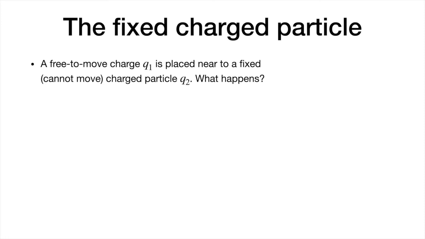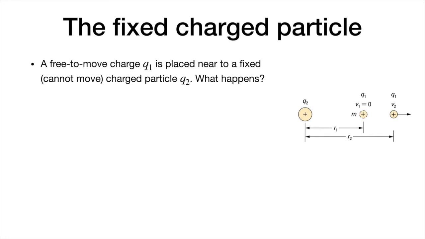So let's say we have a fixed charged particle. A situation where we might have a free to move charge Q1 placed near a fixed, meaning that it cannot move, charged particle Q2. What happens? So here's a situation, right? Q2 is the one on the left. That's the one that's not allowed to move. Q1 is the one on the right, and you can see that it starts initially at some distance R1 at rest, right? V1 is 0 there. But sometime later, it's at position R2, and it has V2, right? It has some speed or velocity, depending on what it is we're looking for.